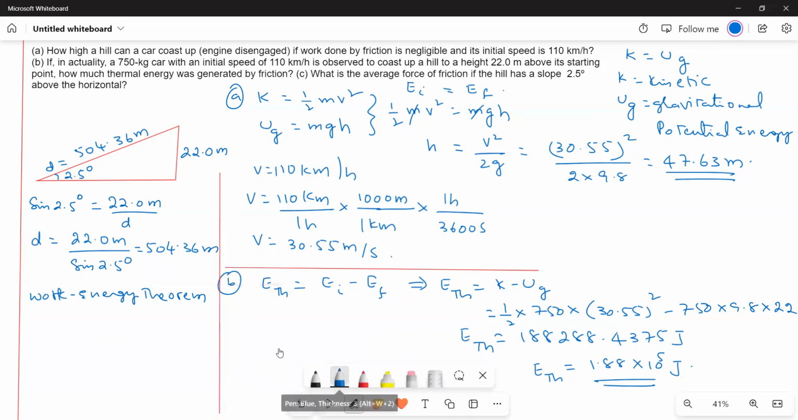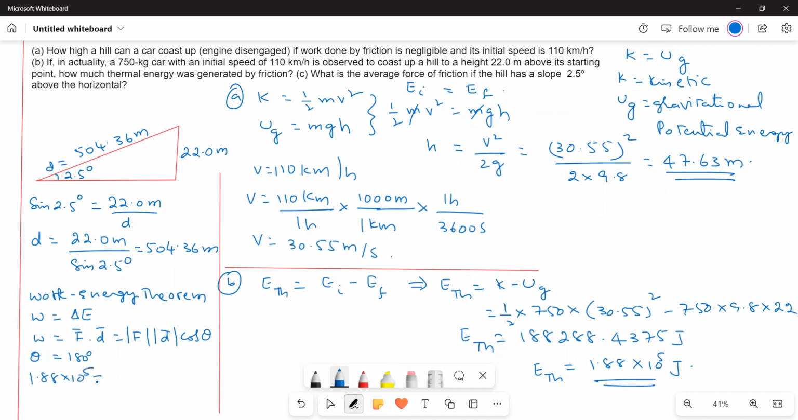Now we know, according to the work energy theorem, W is equal to delta E. Here we found out the delta E. So that is the work done. But work done is equal to F dot D, or mod F mod D cos theta. Here theta is equal to 180 degrees because the friction does the work against, opposite to the direction of motion. That is why theta is equal to 180 degrees. The work done is equal to 1.88 into 10 to the power of 5 joules, is equal to F friction times distance, which is 504.36, times cos theta.